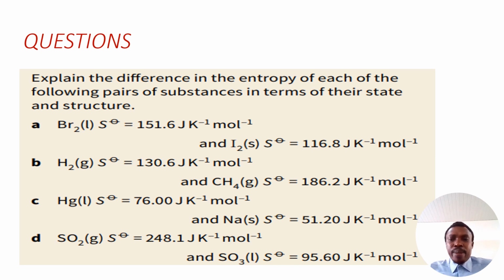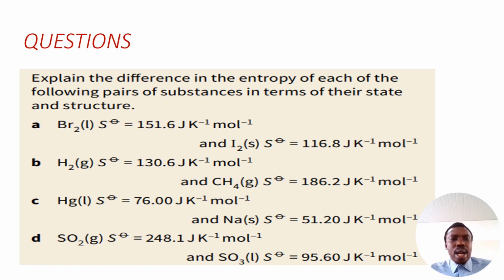These are typical examination questions for us to consider. Let's look at some of the questions based on what we've treated. Explain the difference in the entropy of each of the following pairs of substances in terms of their state and structure. A, bromine is liquid and iodine is solid. The entropy value for bromine is higher than the entropy value for iodine, because in bromine, which is a liquid, there is a higher degree of disorderliness or randomness. So entropy will be higher in bromine as a liquid compared to iodine, which is a solid.